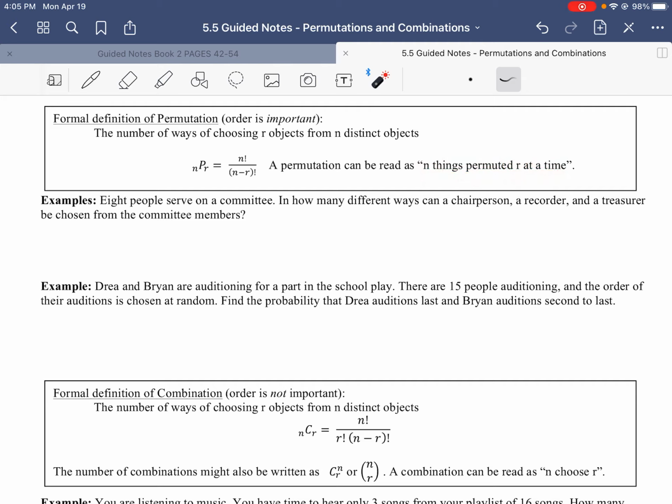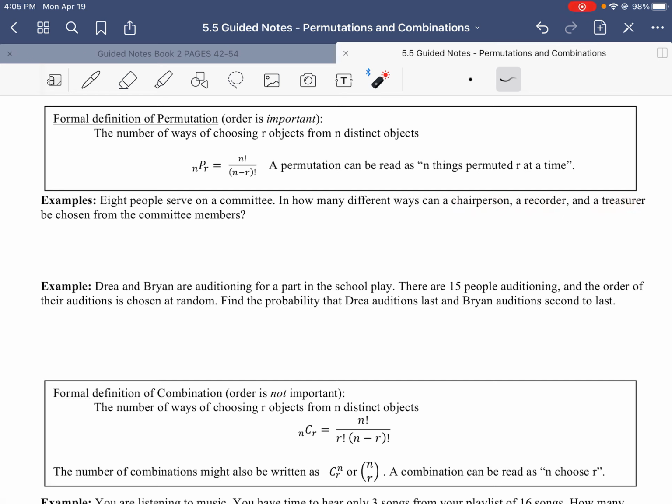So for example, 8 people serve on a committee. In how many different ways can a chairperson, a recorder, and a treasurer be chosen from the committee members? Now this is a permutation because everyone in the group is given a very specific assignment versus just a clump of leaders to go serve on a committee.